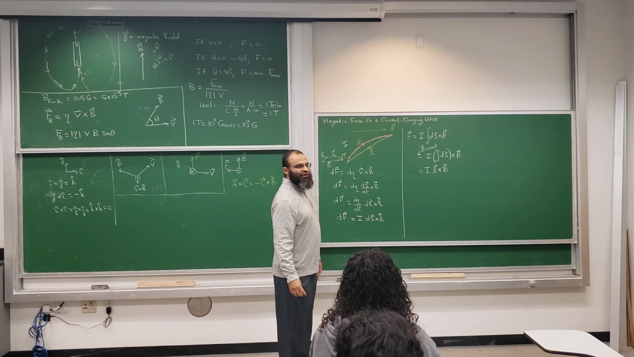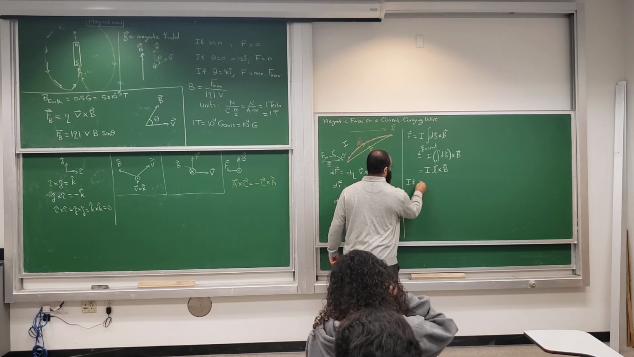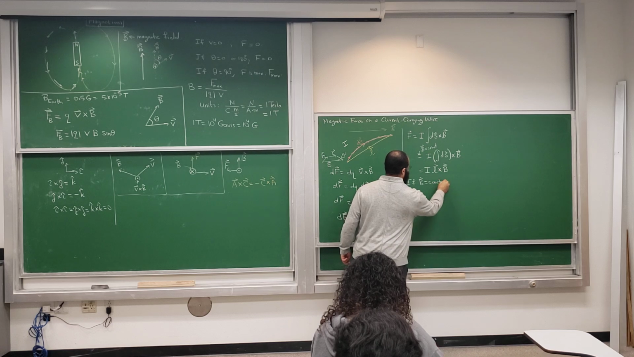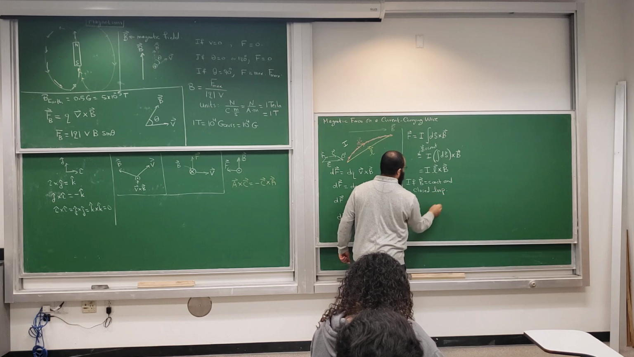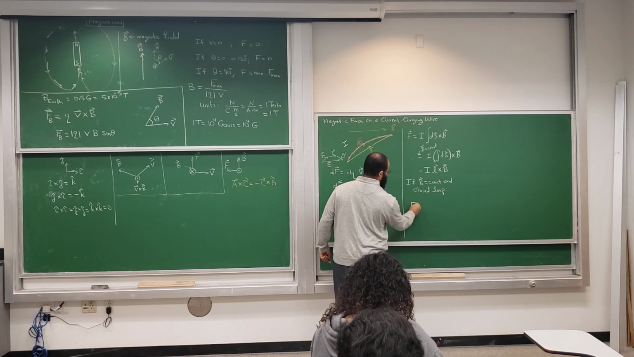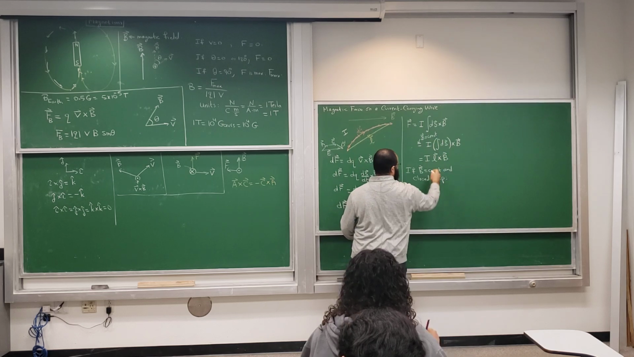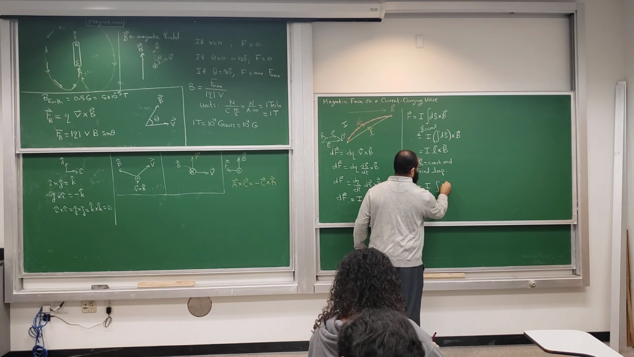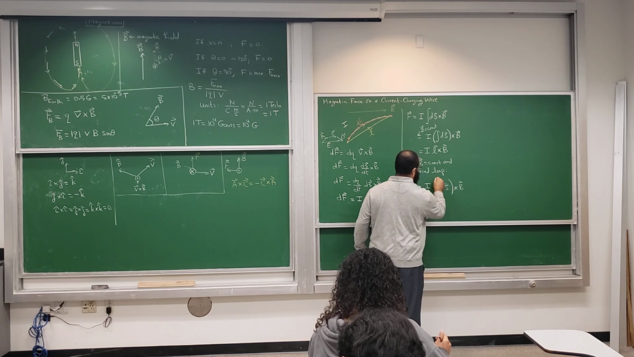Now, what if it's a closed loop? If B is uniform, and we have a closed loop, what do we get for the force? Well, the force would be this. I'm going to rewrite this one here. It will be I, integral of ds, crossed with B, like so, right?